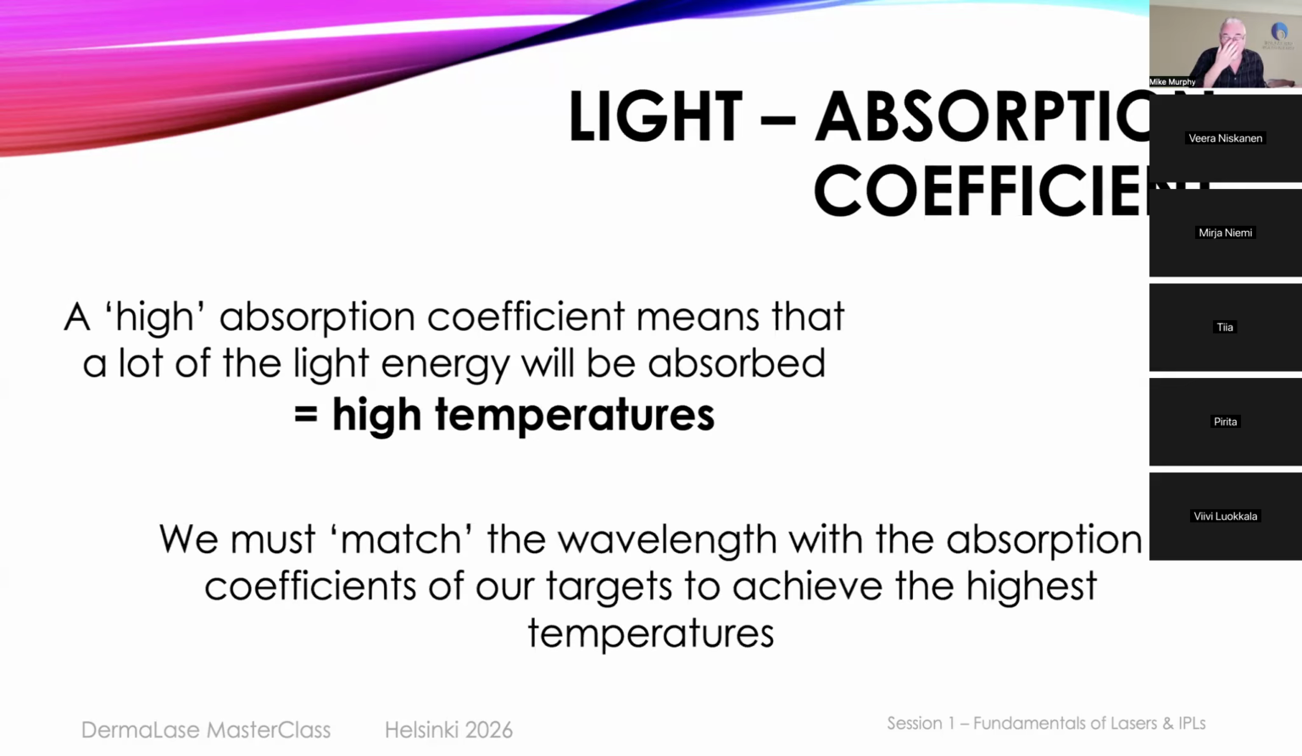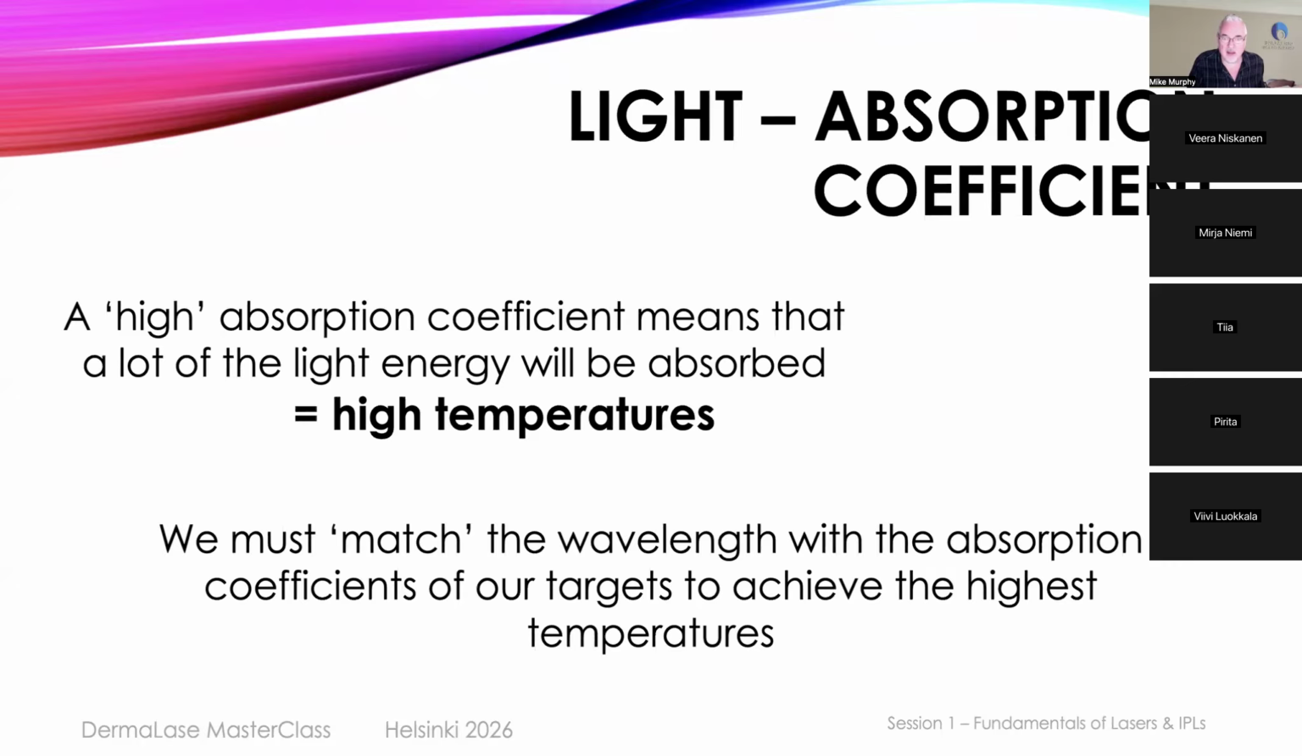So by matching the wavelength with the absorption coefficient, we will get the highest temperatures. This is why we have to do all these experiments in laboratories where you take things like melanin and separate it out from everything, and then you fire light through it and you measure what comes through the other side. That tells us about light of different wavelengths. That tells us then, okay, we should use this wavelength to target that, or that wavelength to target this. That's the whole idea behind the selectivity.